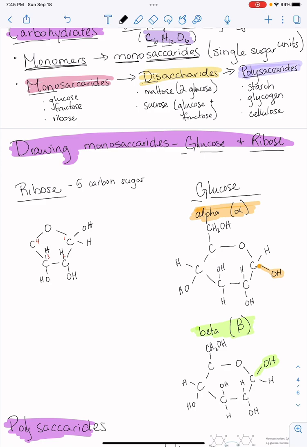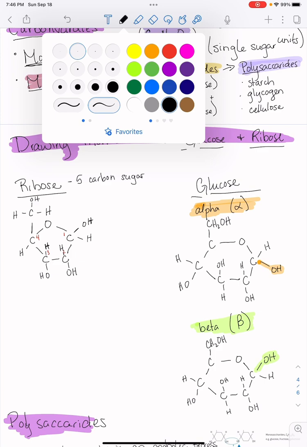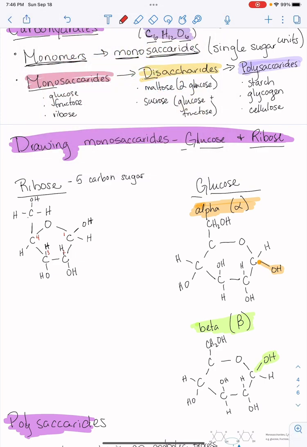And then this last carbon right here, carbon 4, is bonded to a hydrogen, but it's also bonded to CH2OH. Again, this is our 5th carbon right here. So that's how we get the 5-carbon sugar.